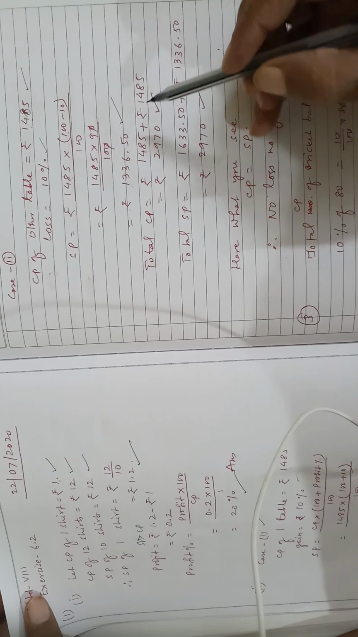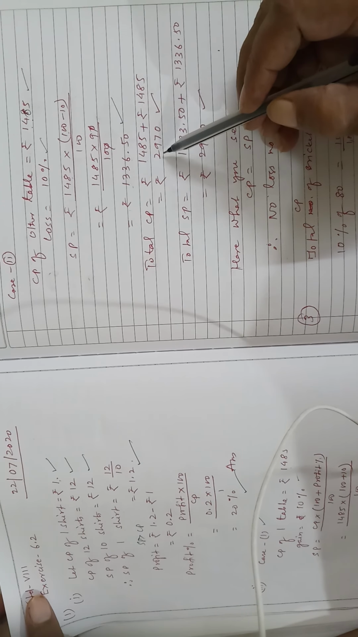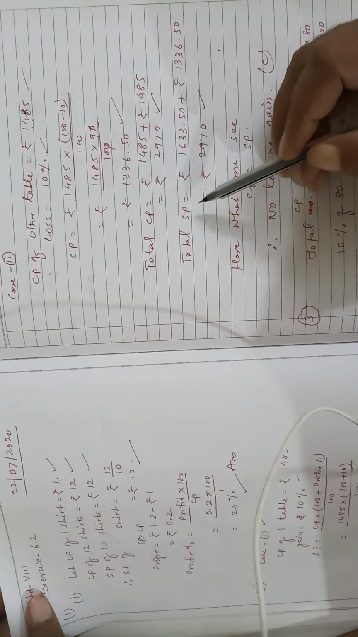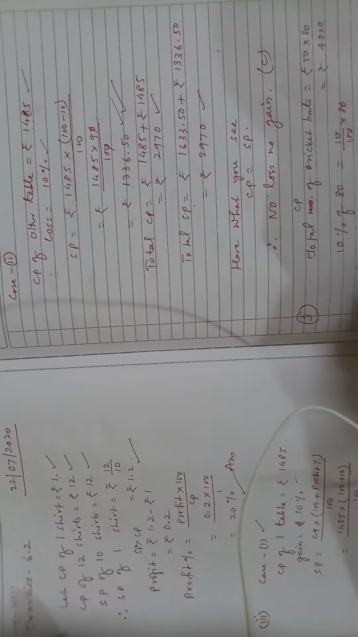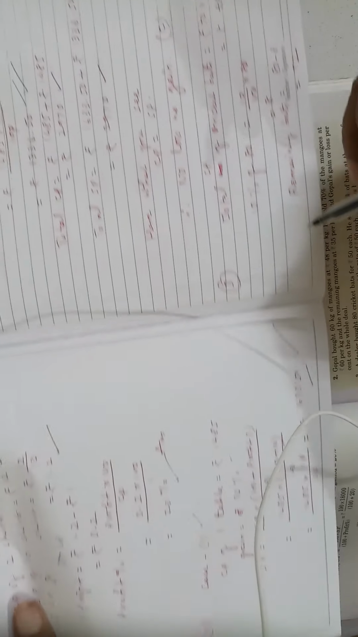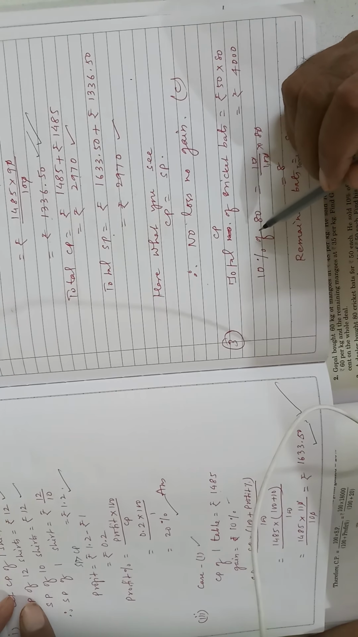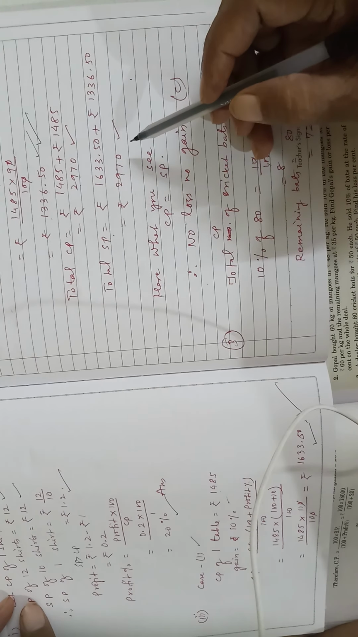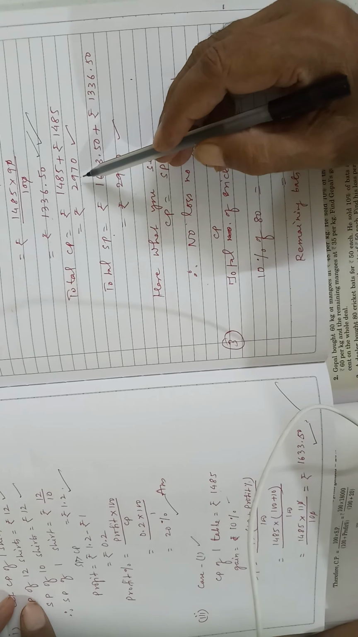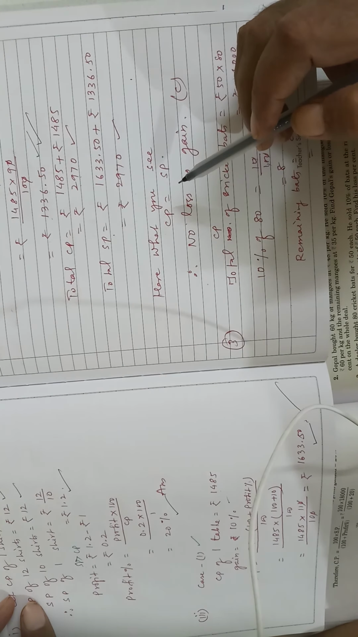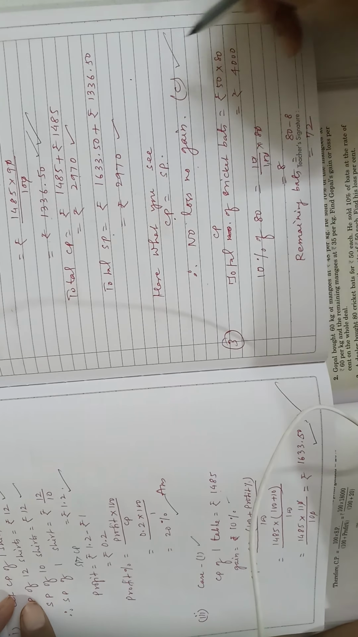Now, the total CP is how much here? 1485 plus 1485 comes to 2970. And the total SP, means this SP and this SP, how much is it here? It is 2970. What you see now is that the CP of the two tables is the same as the SP of the two tables. Therefore CP is equal to SP, therefore no loss, no gain. So the answer C is correct.